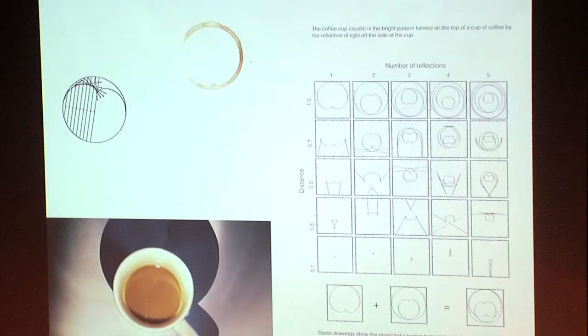So you go on to the next slide. These are his mathematical predictions. These are drawings of his mathematical predictions. This is where Leonardo drew caustics, that little diagram up there. There's the coffee cup caustic. And essentially, you can go on to the next slide.